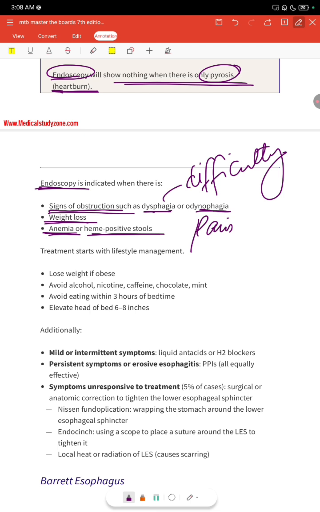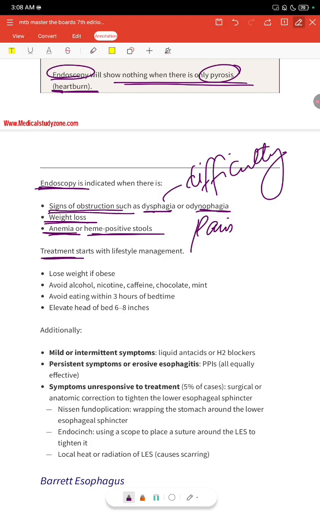For example, anemia is associated with iron deficiency, anemia is associated with Plummer-Vinson syndrome and all those things. Heme positive stools in cases of some malignancy, or in cases of Boerhaave syndrome, or in cases of Mallory-Weiss tears.